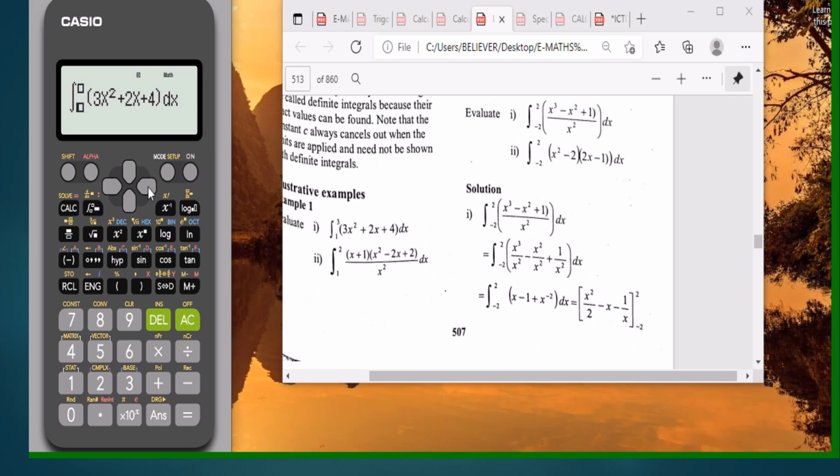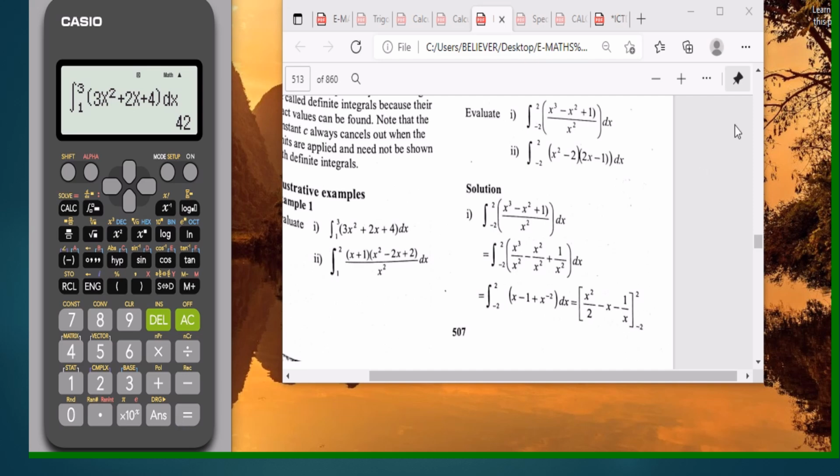So you press the forward arrow sign, it's going to take you to the lower limit. So the lower limit is 1. After that, you press the same place, take it to the upper limit, which is 3. So we are done with our question. So our next thing to do is to press equal to, and our answer is 42.